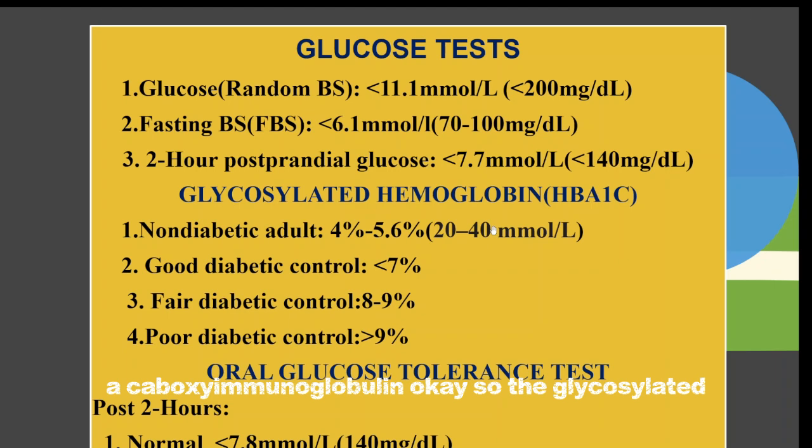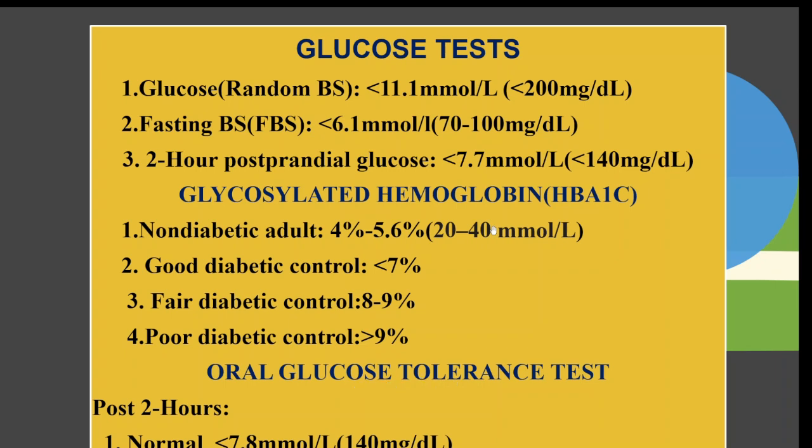Carboxyhemoglobin. Okay, so glycosylated hemoglobin is glucose that is bound to hemoglobin. It's there in the blood. Are you surprised? I know you're surprised, but yes, if you have glucose in your blood, some glucose is bound to hemoglobin, which is called glycosylated hemoglobin. The normal is about 5.5% of the red blood cells having glucose bound to them. Others say 20 to 40 millimole per liter.